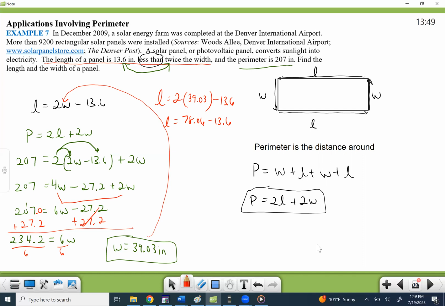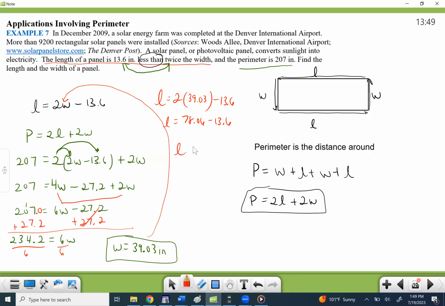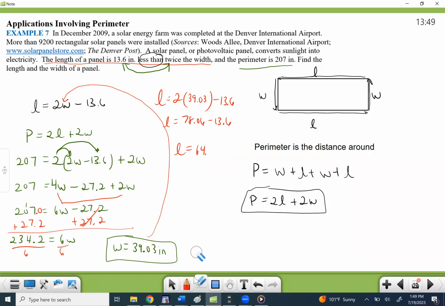Okay, 78.06 minus 13.6. Hmm. 70. Okay, so 64.46. Sorry, I forgot. Just kidding. All right. And this is inches also.